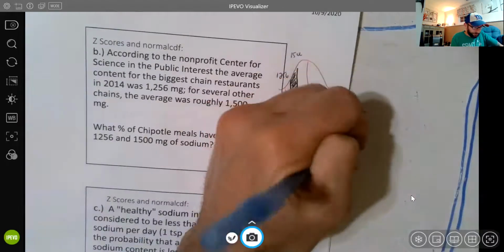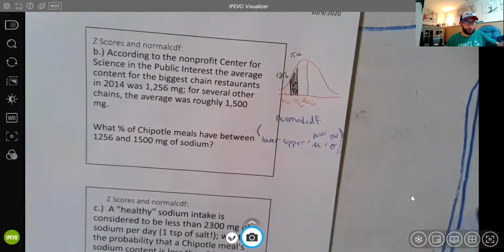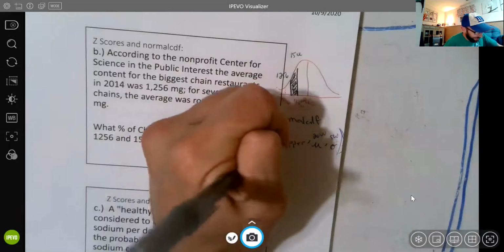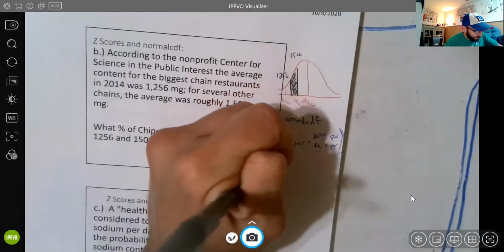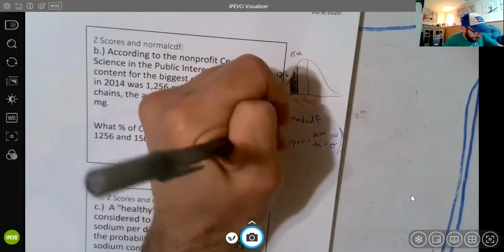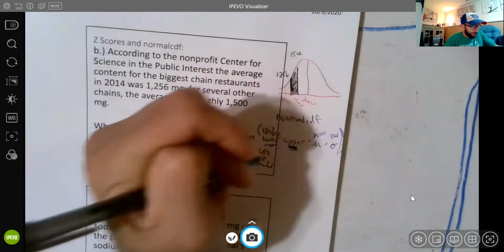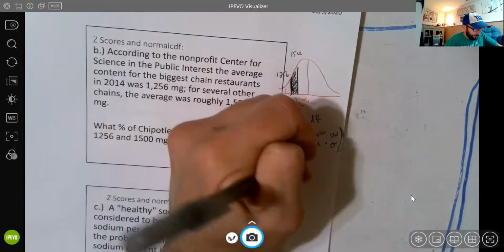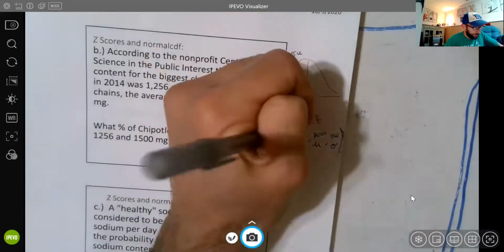And the between questions might be the easiest to recognize, the lower and upper, because the lower is just the left side of the shaded region. And so we can see up here, the left end of this is 1,256. And then the upper bound is the right side of the shaded region. And so that's our 1,500.